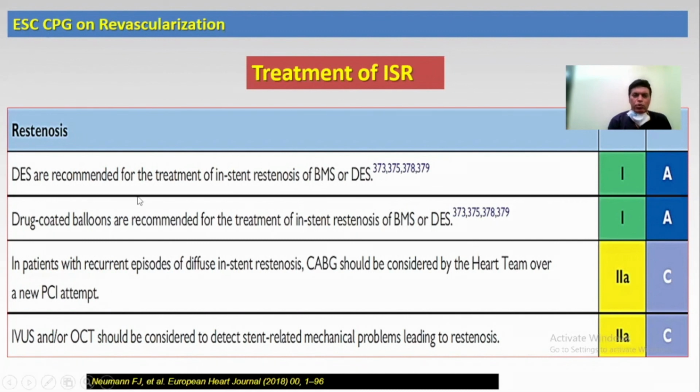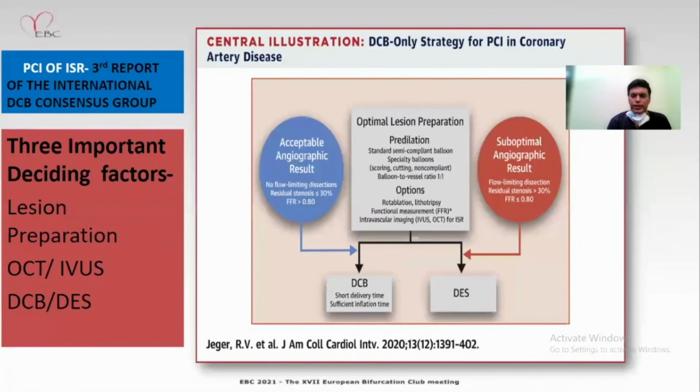DES and DCB are both under the Class 1A group, so highly recommended. You can choose any modality. And this is the recent third report of the International DCB Consensus Group. What they emphasize mainly is that plaque modification and lesion preparation are key in producing the best results for DCB. You can use the angioscope, any cutting balloon, or if severe calcium is there, you can do plaque modification with plaque modification devices, achieve a 1:1 ratio, and if a suboptimal result is still there, then you can go with the DES.